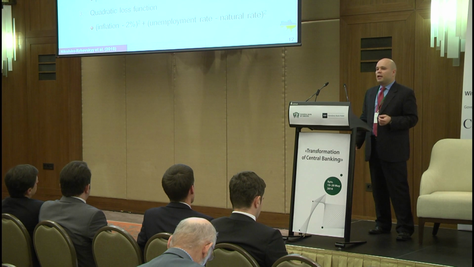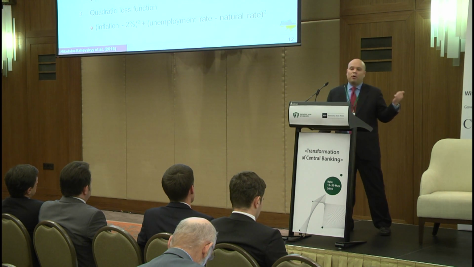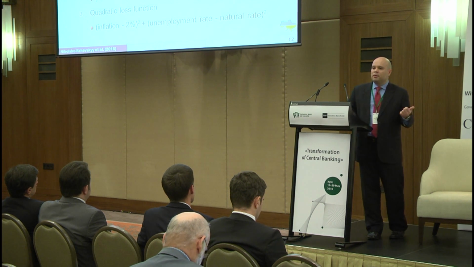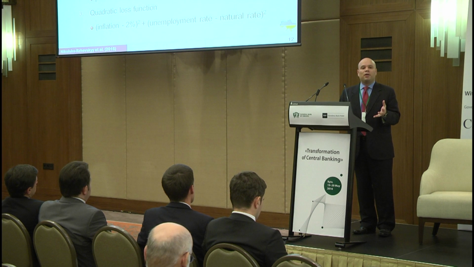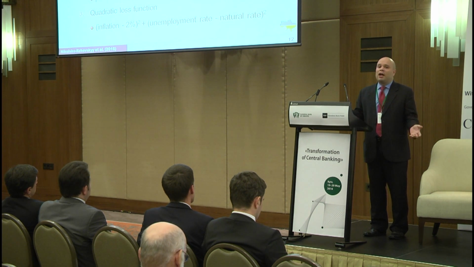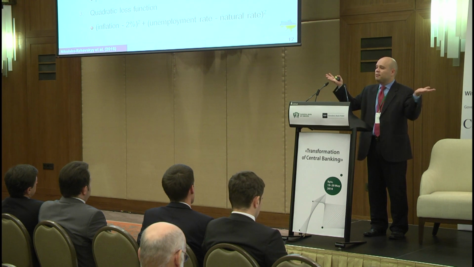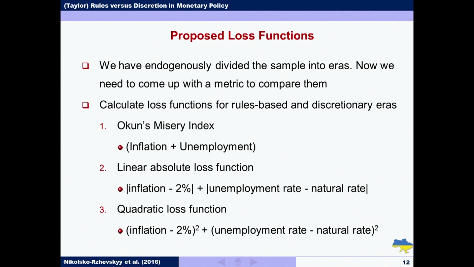We know that the Fed has a dual mandate. The Fed cares about prices, the Fed cares about unemployment. So it's quite natural to come up with a loss function which will look at both of those variables, inflation and unemployment. In general, we know that high inflation is bad, high unemployment is bad. So let's add them up together. That will be our loss function number 1. It actually has its own name, the Okun's misery index. Of course, high values of that loss function will mean that the economy is doing poorly.